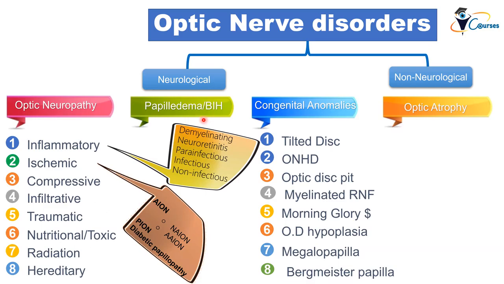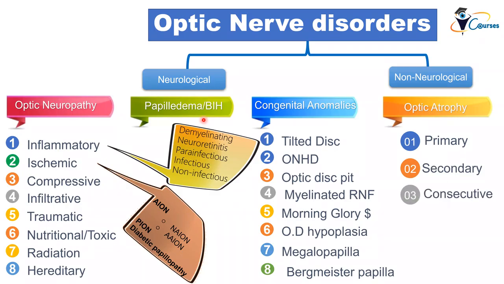And finally, the end stage of the different kinds of optic neuropathies will be optic atrophy. Optic atrophy can be primary, where it is not preceded by optic disc swelling, or secondary, where it is preceded by optic disc swelling. Consecutive optic atrophy results from secondary retinal disease, or it can be glaucomatous optic atrophy.